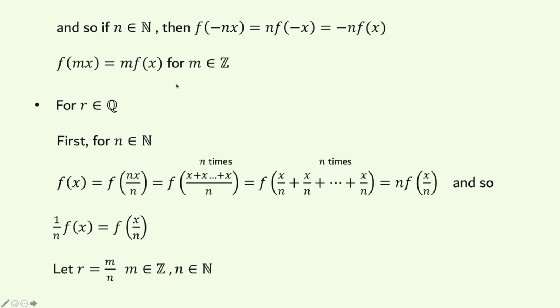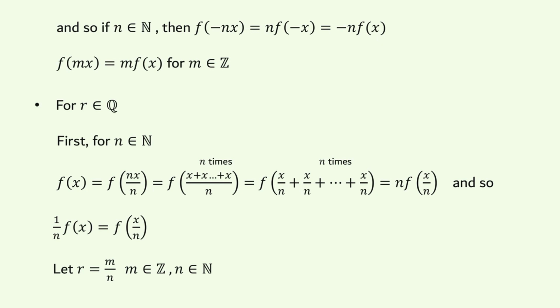And so, if n is a natural number, f of minus nx: first we can take out the n, because n is a natural number, we just showed this, and for f of minus x, because we just showed that f is an odd function, we can take out this minus. And so f of minus nx is minus n f of x. So we assumed n was a natural number, and now we're assuming all positive and negative natural numbers, but that's just the integers. So f of mx is m f of x for all m in the integers.